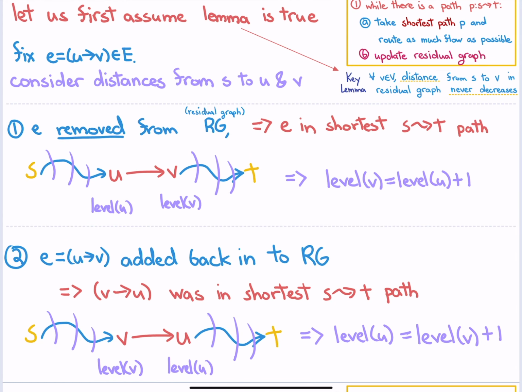Well, we know that it's in the shortest path from S to T, and levels are the shortest path distance. So maybe I'll be a little more specific. When E was removed from the graph, then E was in particular the shortest path that was chosen by the algorithm. So it's in the one shortest path. And that shortest path requires level V to be equal to level U plus 1 because the shortest path always advances one layer at a time. So the algorithm is only routing along the shortest path.